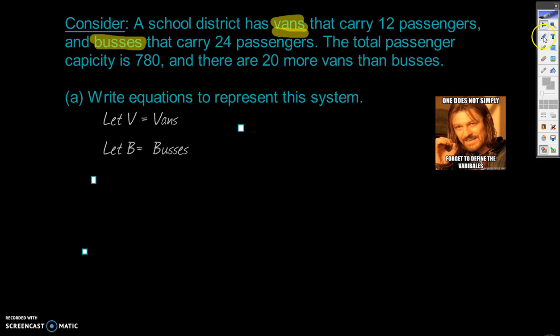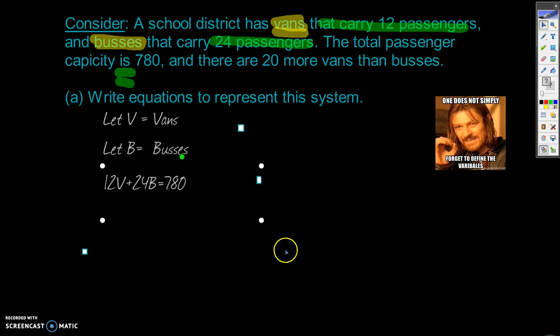So this is where we're going to notice the words. We have vans carry 12 passengers and buses carry 24 passengers. So that's like 12V and 24B. And the total passenger capacity is, mathematically, we know that means an equal sign, 780. So that would be one equation.